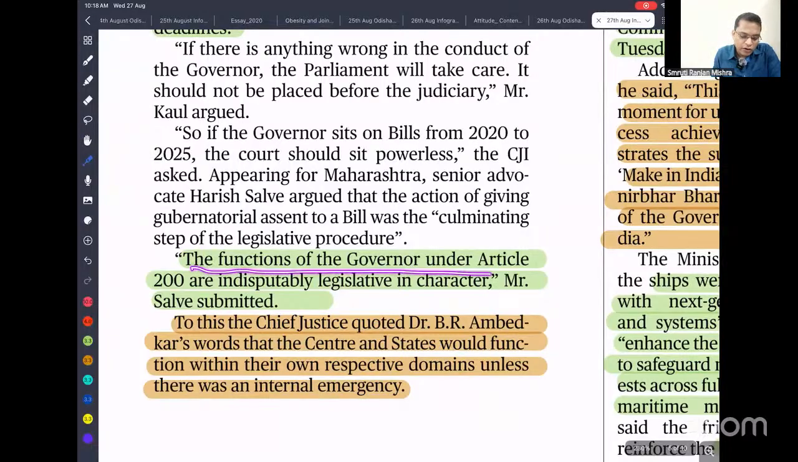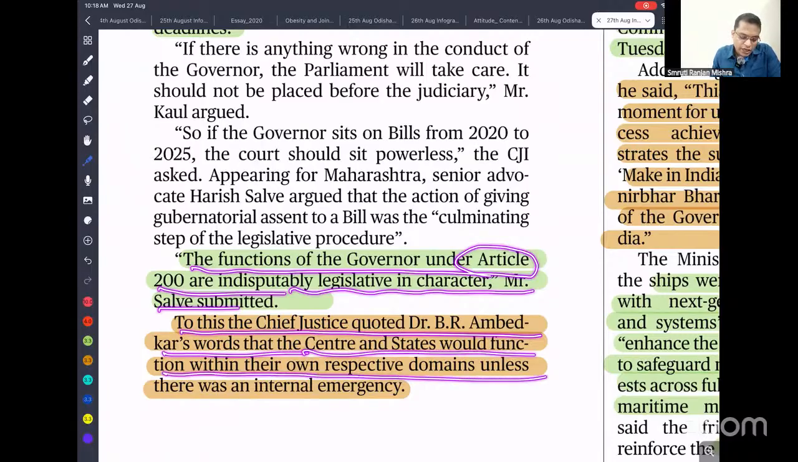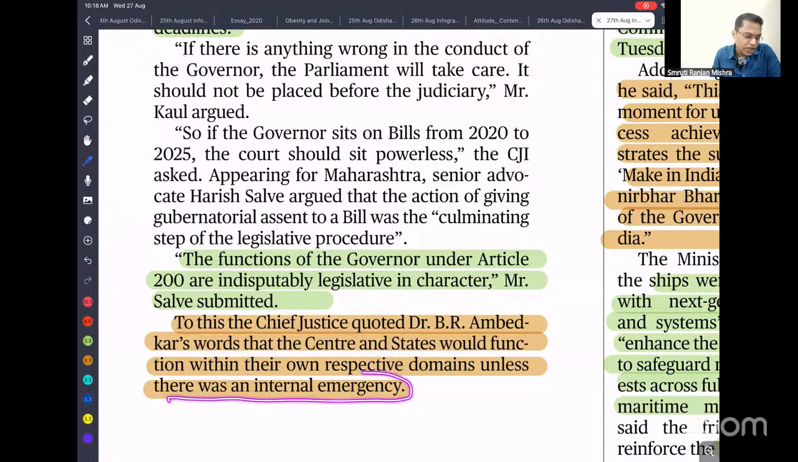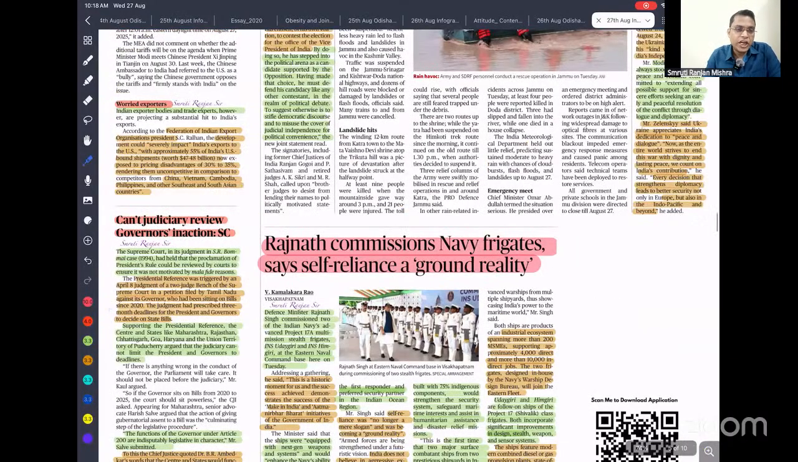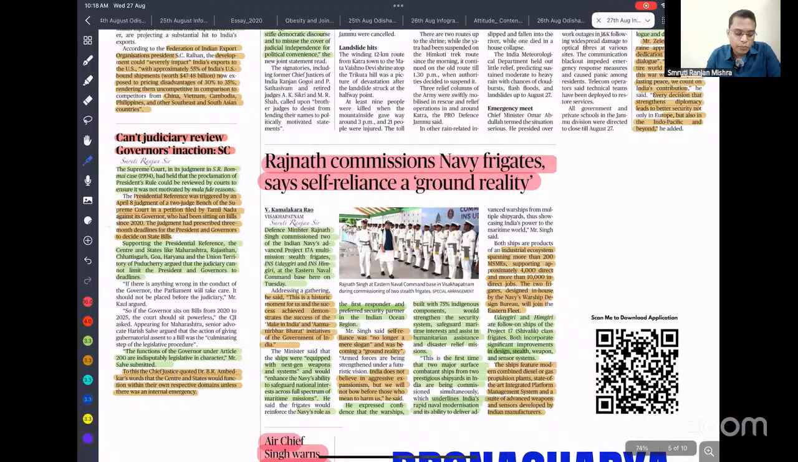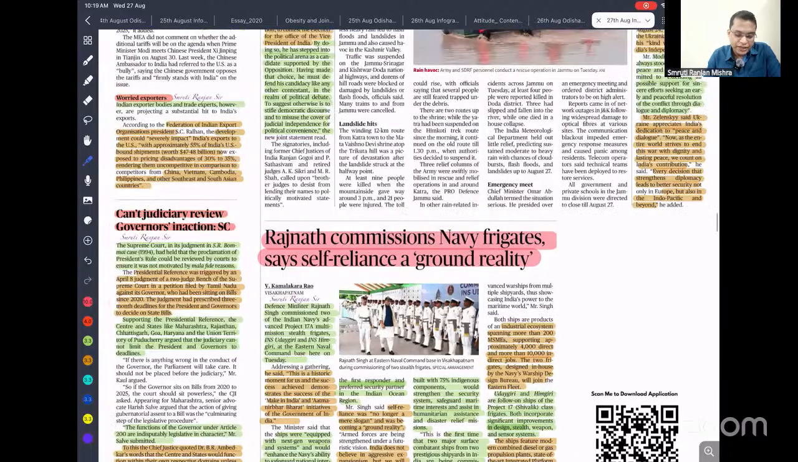The functions of the governor under Article 200 are indisputably legislative in character. To this, the Chief Justice quoted B.R. Ambedkar, who vowed that the Centre and states should function within their own respective domains unless there is an internal emergency. That means the Centre should not interfere in the administrative and legislative affairs of the state unless there is an internal emergency. Just because an opposition party is ruling at the state, the union government should not create a paralysis at the state level. Politicians who claim to be statesmen need to come out of their political hangover and behave in a responsible manner. That is what we need.